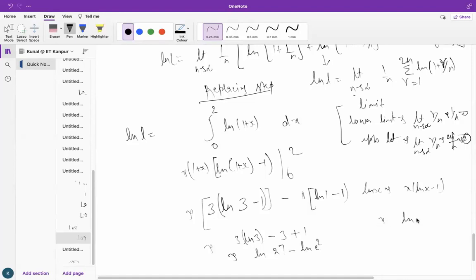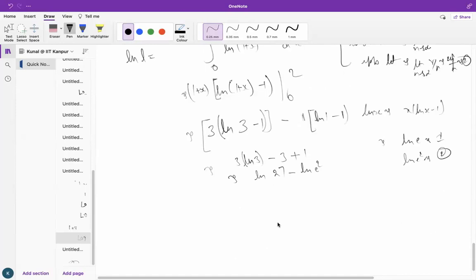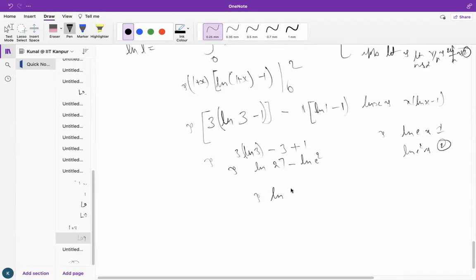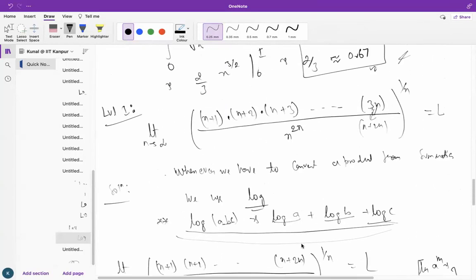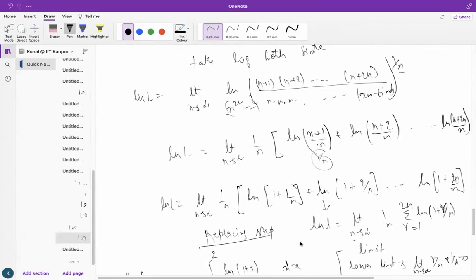Like ln e is equal to 1, right? So ln e square is equal to, we can write it as ln 27 by e square. There will be ln L is equal to, so L is equal to 27 by e square. I hope you all understand what I'm trying to say. Right, so this problem is not actually an easy problem.